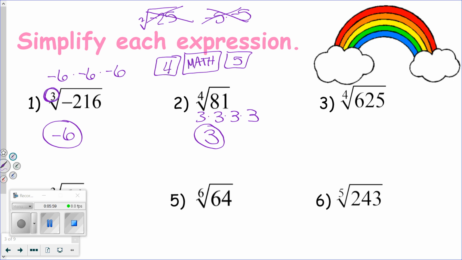So the 4th root of 625. So in calculator, you have to hit the 4, then the math button, and then option 5. And you can type in 625.